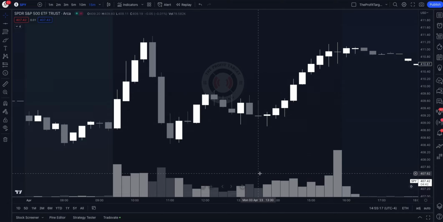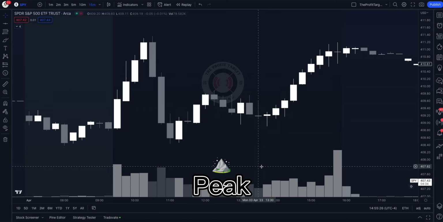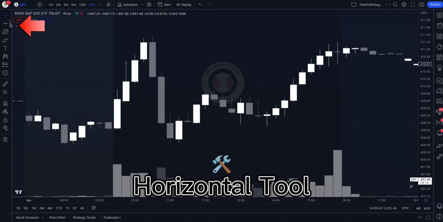To plot support and resistance levels, we'll first identify the most recent swing high and swing low. A swing high is a peak in price that is higher than the prices immediately preceding and following it. A swing low is a valley in price that is lower than the prices immediately preceding and following it. Once we've identified the swing high and swing low, we'll draw a trend line using the horizontal tool, connecting them.